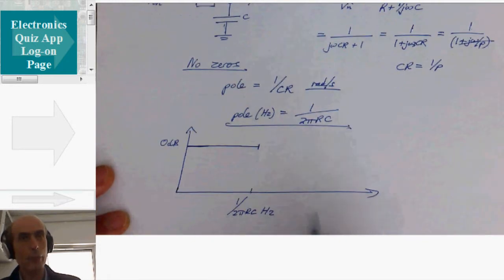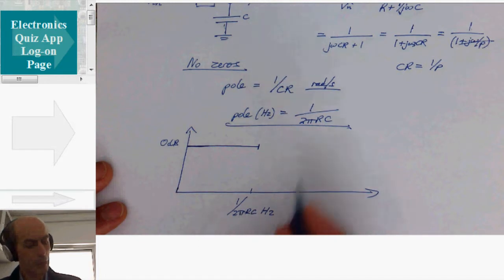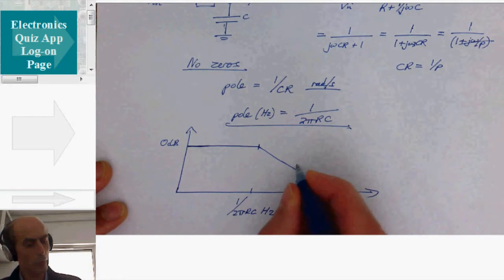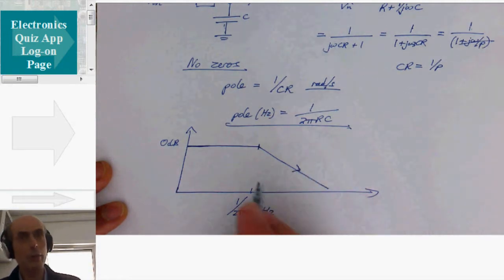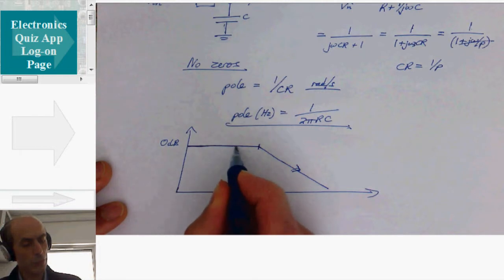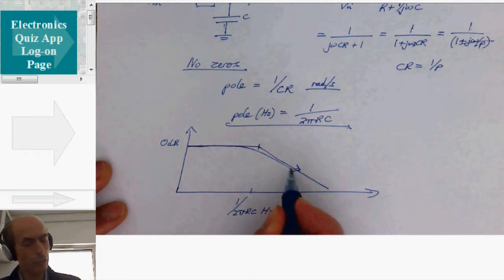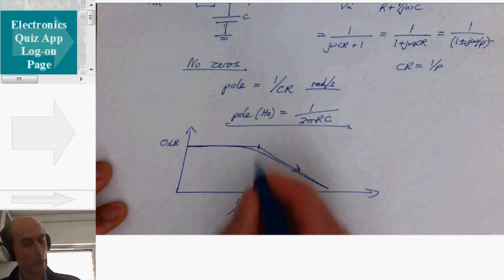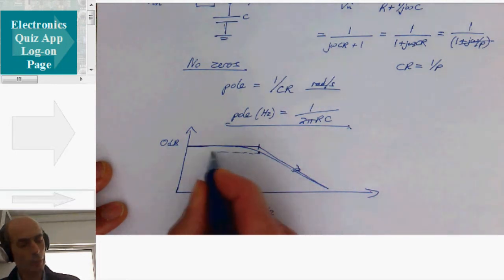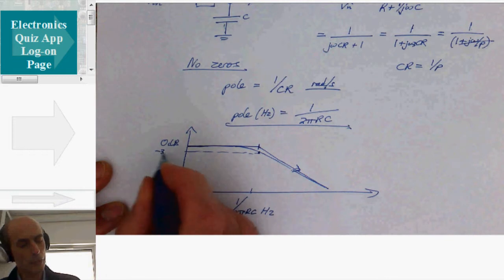Can't quite see that, I'll move it up. RC in hertz, at which point it would change and go down by 20 dB per decade in slope, and the actual frequency response would asymptote to both of those two things. It would look something like that, where it is 3 dB down at the pole frequency. That would be minus 3 dB.